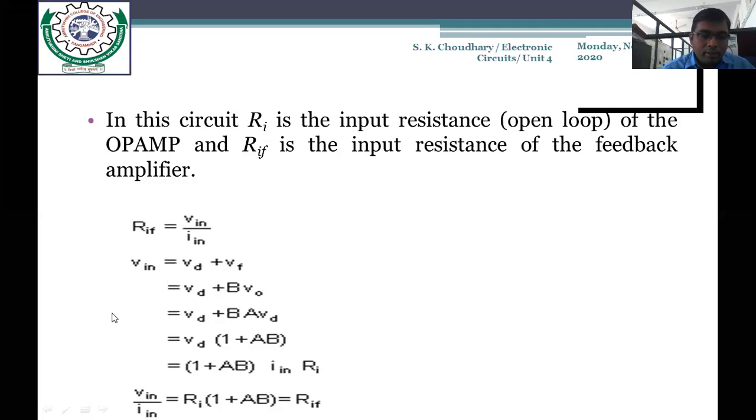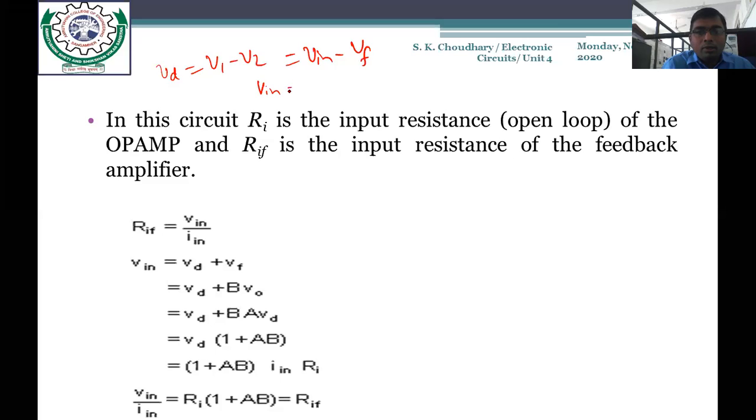We know what Vd is. Vd is V1 minus V2, the general phenomenon. Here V1 is Vin and V2 is your Vf. So Vin would be equal to Vf plus Vd. We know that Vf is B into V0, the feedback factor into the output voltage. And V0 is AVd, as per our connections and equations previously written.